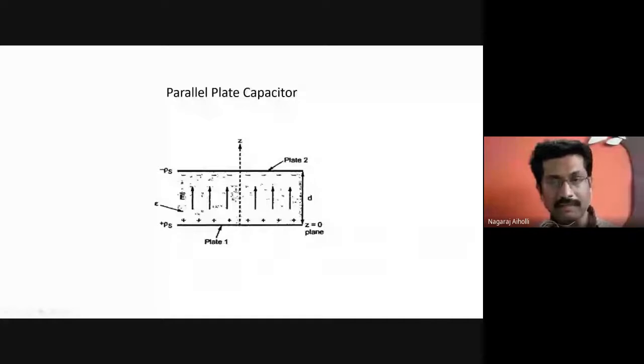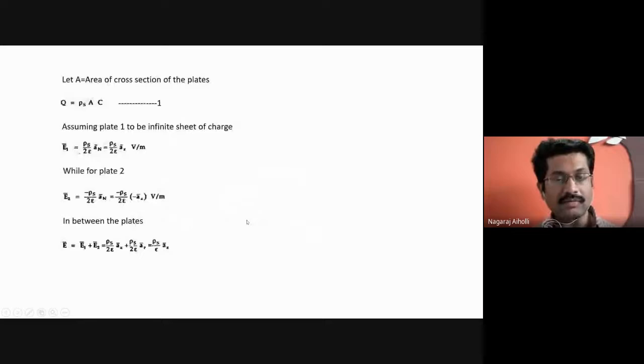If you consider any point in between the plates, the electric field due to the lower plate, rho s, will be from the bottom towards the top, so it is plus z. But with respect to the upper plate, the field is from the upper plate towards that point, so it will be minus z, minus a_z bar, the negative z axis, correct? Hence I am considering here minus a_z bar volt per meter.